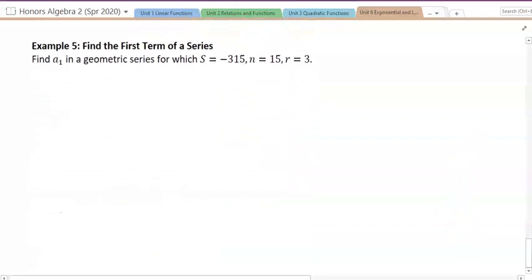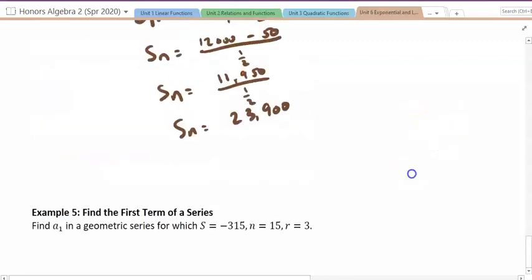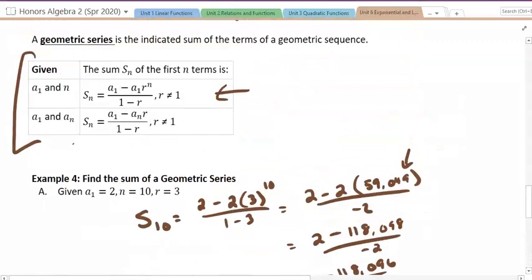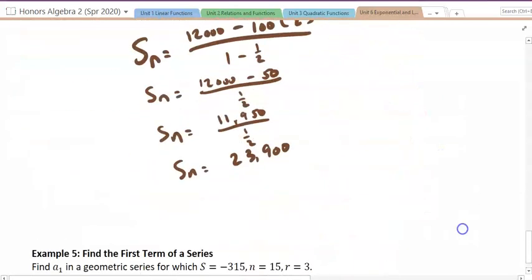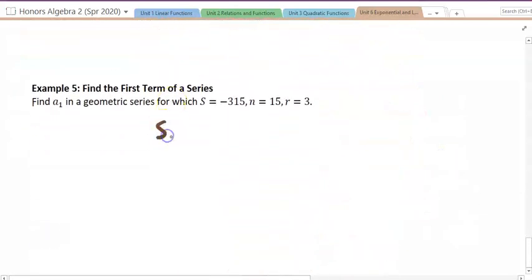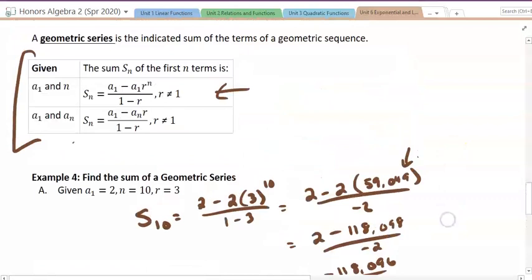So, example 5. Find the first term of a series. Find a sub 1 in a geometric series for which the s sub n is negative 315, the n is equal to 15, and the r is equal to 3. So we're working a little backwards here. Based on what we're given, we'll deal with situation 1 and copy that formula down. So s of n is equal to a sub 1 minus a sub 1 times r to the n over 1 minus r.